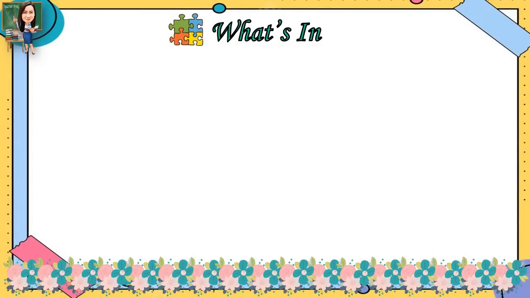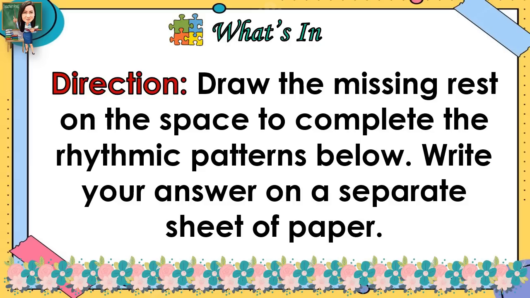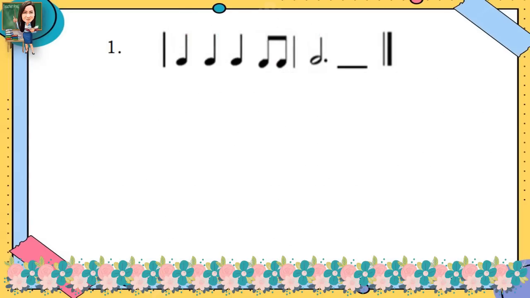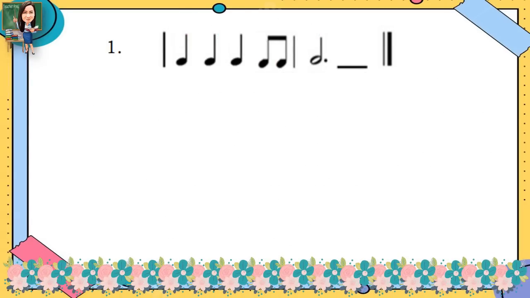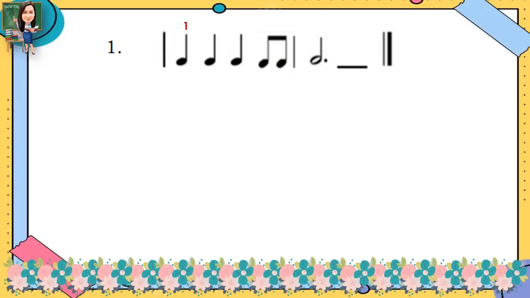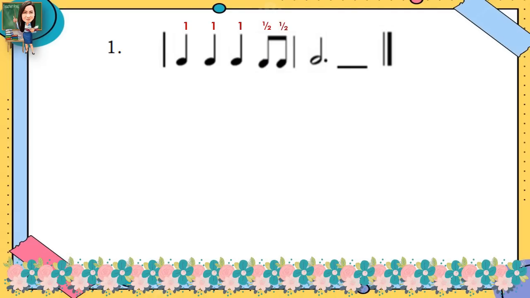What's In? Draw the missing rest on the space to complete the rhythmic patterns below. Write your answer on a separate sheet of paper. Number 1. Let's find the missing rest in the second measure. First, let's count how many beats are there in the first measure. Quarter note has 1 beat, another quarter note has 1 beat, another quarter note has 1 beat, and 2 eighth rests have 1/2 beat each. The total is 4. This is for 4/4 time signature.